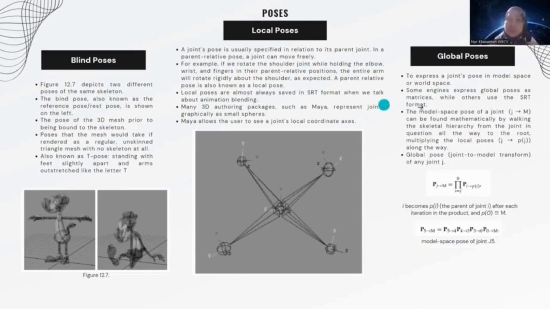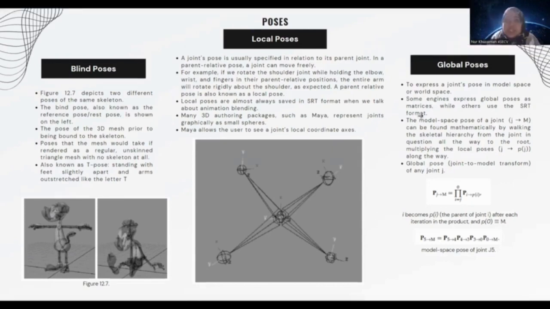Alright, so next is the global pose. What is the global pose actually? A global pose expresses a joint's pose in model space or world space. Some game engines express global poses as matrices, and some use the SRT format like the bind pose. So here is the specific formula that we call the global pose joint computation formula.